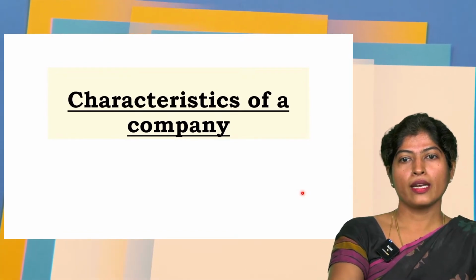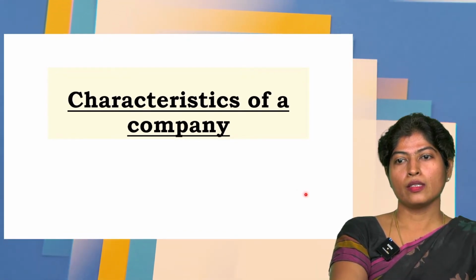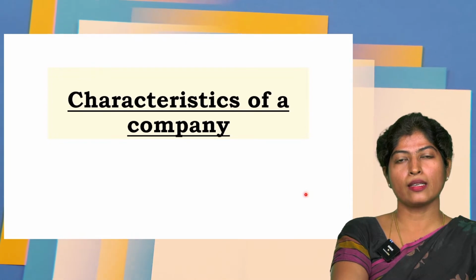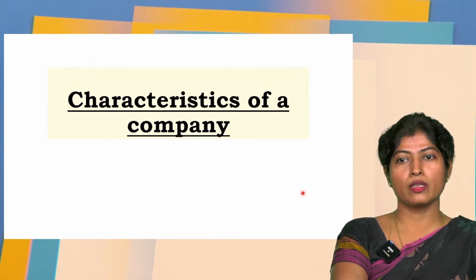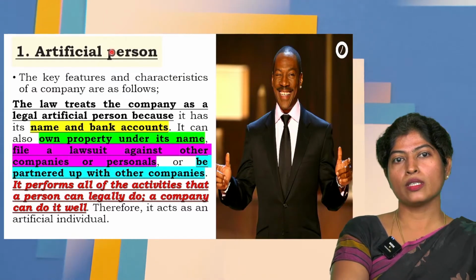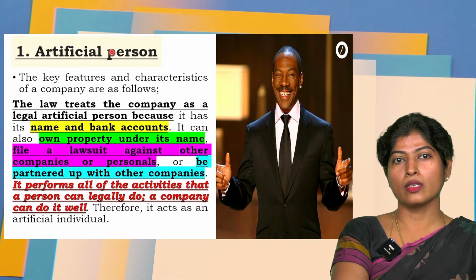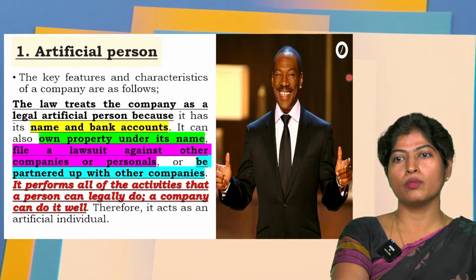Now the characteristics of a company are given here. We have six characteristics, which were shown in the previous slide. The first one is an artificial person; in the sense that here, we see the person.